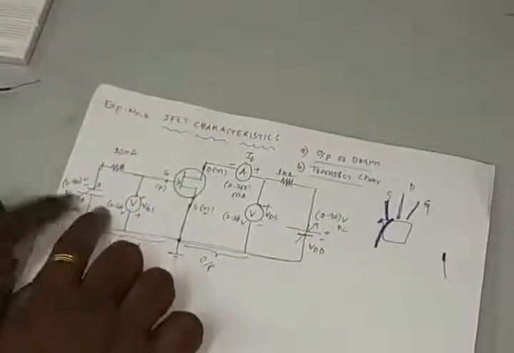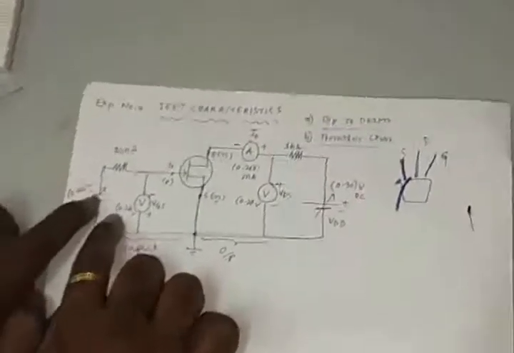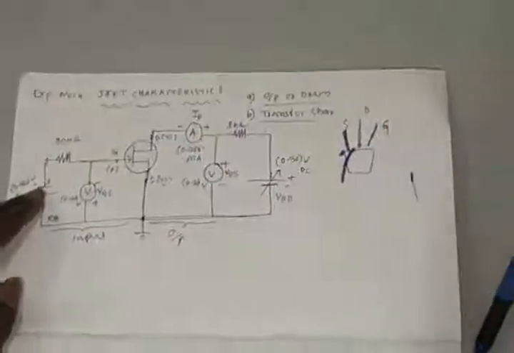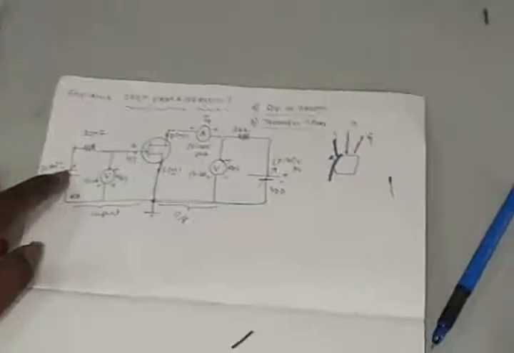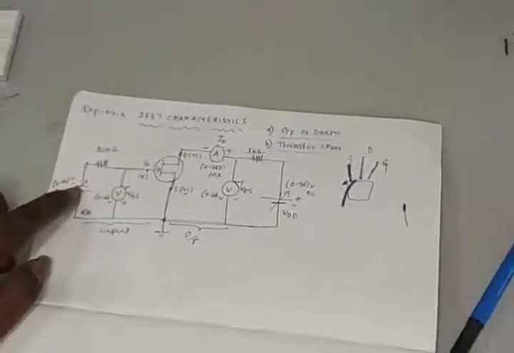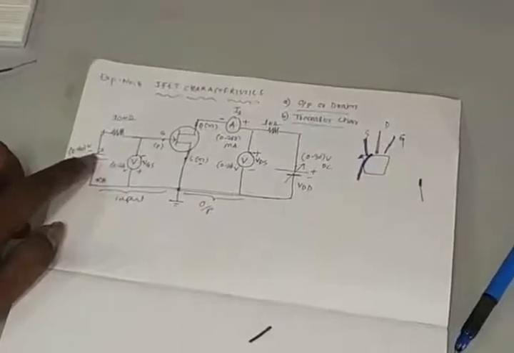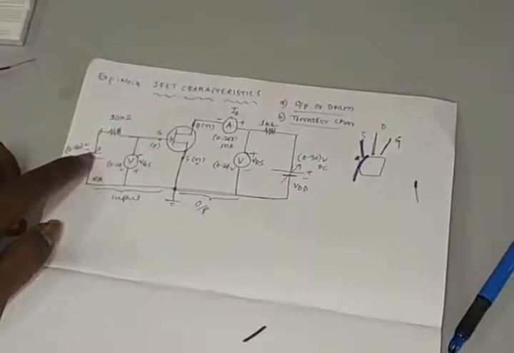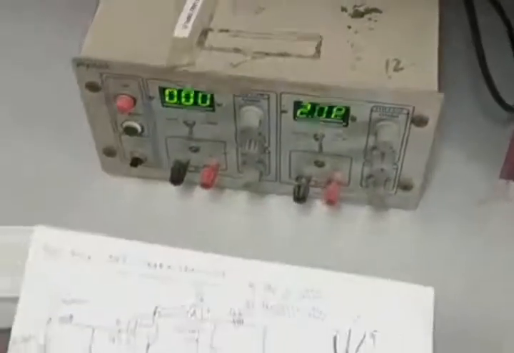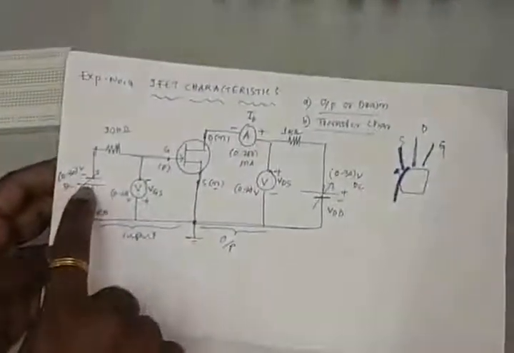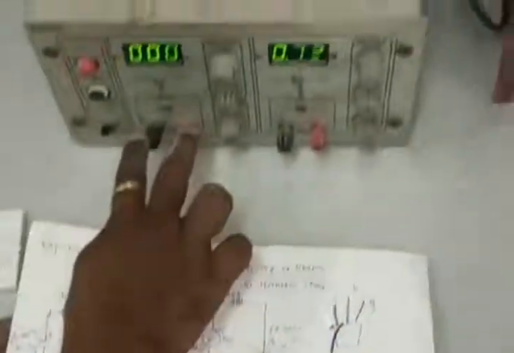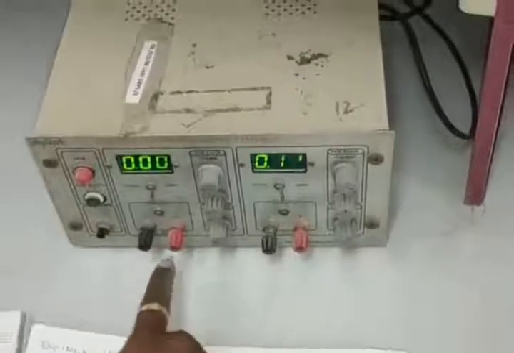The left is with the positive or negative of the regulated power supply? Negative of the regulated power supply. Bring the regulated power supply, that corner box. So according to the circuit diagram, this is a 0 to 30 volts regulated power supply.